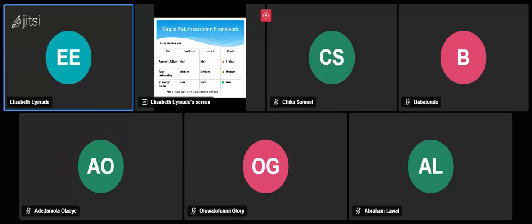So let's quickly look at this simple risk assessment framework. Always know that the formula is risk equals impact times likelihood. What's the impact of this thing times the occurrence? Now we have risks, likelihood, impact, and priority. Payment failure, that's the risk here.